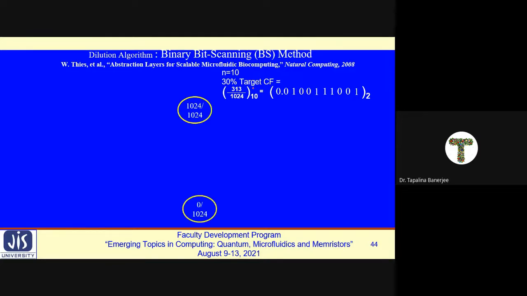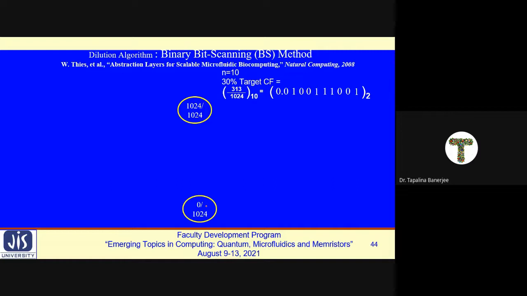The two-way mix algorithm works on scanning the bits of the binary fraction from right to left to decide whether a droplet of sample or a buffer is to be used to mix with 1 unit of fluid that was produced at the preceding step. So if we find it's 1, we have to use this sample droplet. If it is 0, then we have to use the buffer droplet.